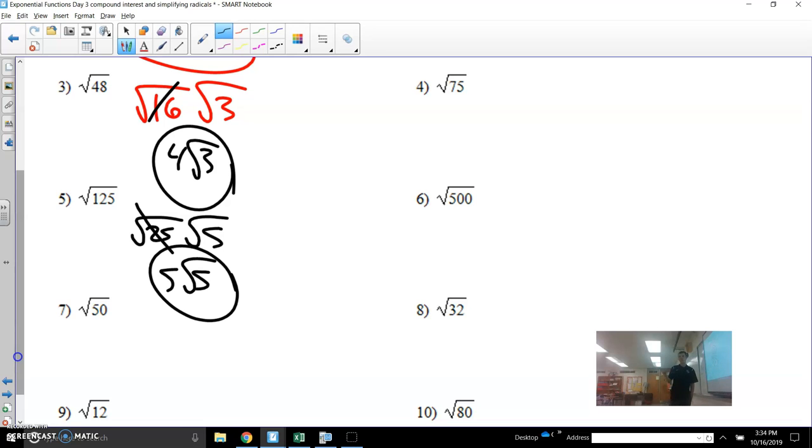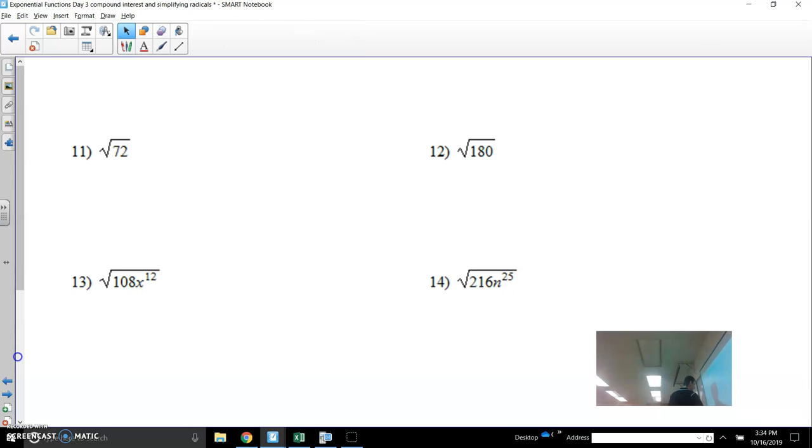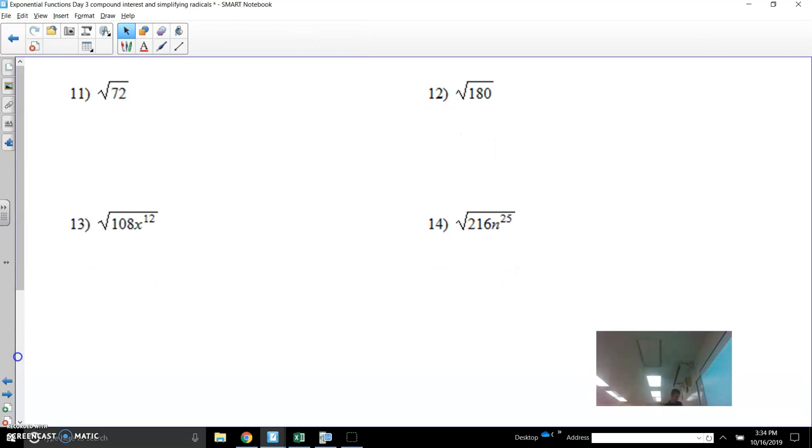So I don't want to do too many for you. I want to just encourage you to use the perfect squares, use division, and simplify as many as you can. And let's take a look at some of the more difficult ones. The more difficult ones are when you have variables.